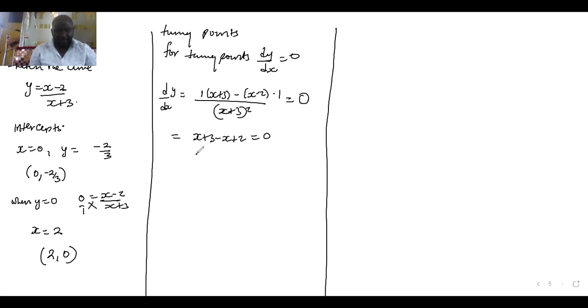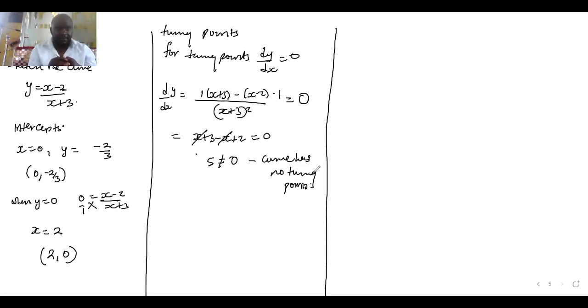Then this will give me, am I getting x is 0? You see, I'm getting 5 equals 0, which is impossible. So if it is impossible and all the x's vanish, it is evidence that the curve has no turning points. So you have to put down that statement and write that the curve has no turning points.